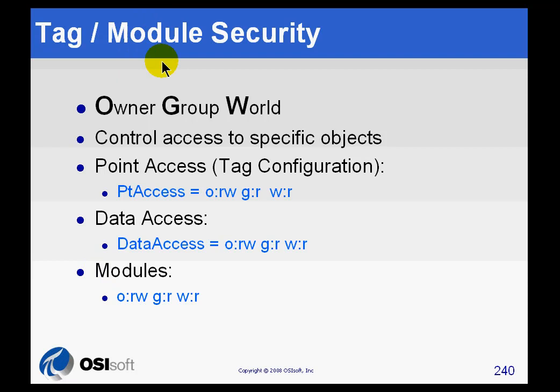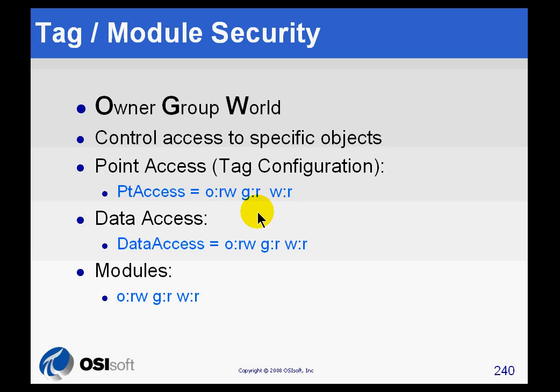Now, this is handled through a mechanism that is stored with the Pi server with each of the objects that we're talking about: points, their definitions, the data in a point, or the modules in a module database. Each of these objects can be associated with an owner, a group of Pi users, and the world, which is basically everybody who is not either the owner or in that group. And any one of those entities, the owner, the group, or the world, can be given read-write access, or simply read access, or no access at all.